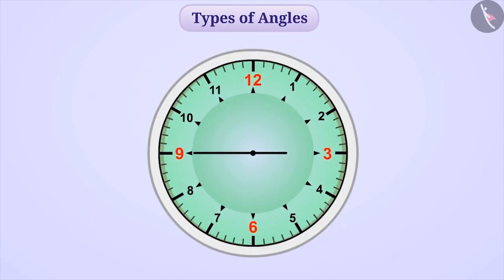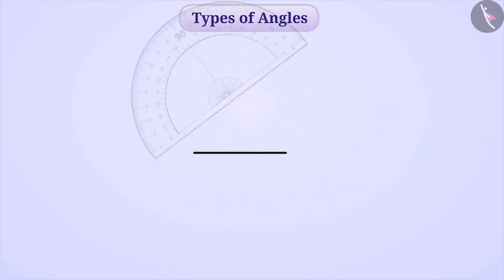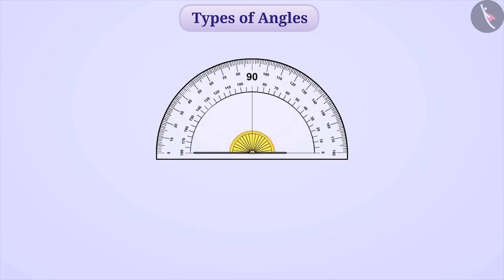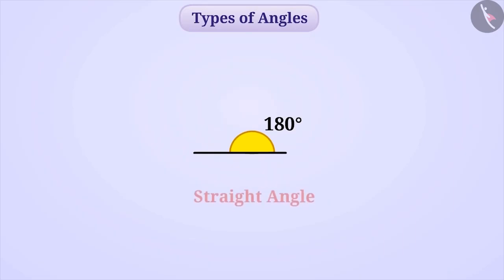Now look here. Here, both hands of the clock are in opposite directions. We can say that both hands of the clock are in one line. In such a situation, if we take the measurement of the angle formed by both hands, we get 180 degrees. Such an angle is called a straight angle.